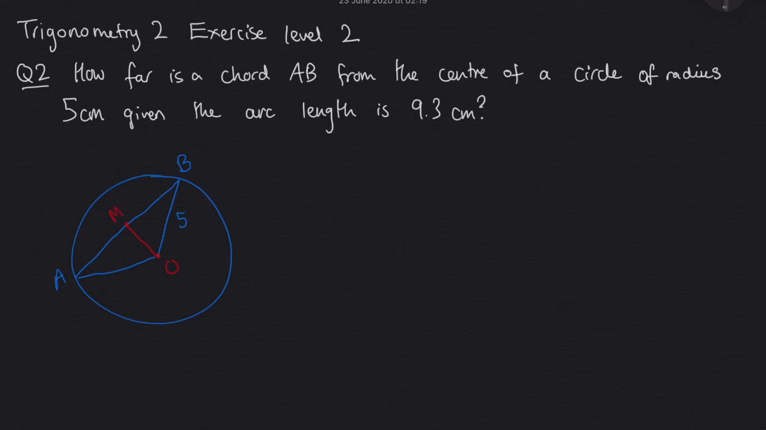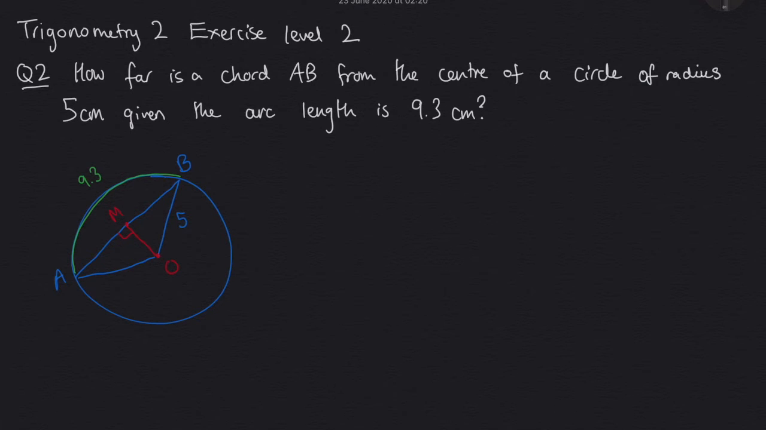And we should know that a radius bisects a chord, so this is exactly the midpoint, and it is also perpendicular. So you know this angle here is a right angle. And the other bit of information we're given in the question is that the arc length AB, so this length in green, is 9.3 centimetres.